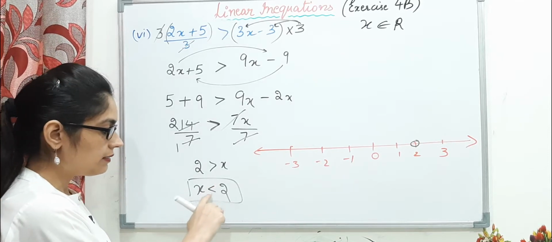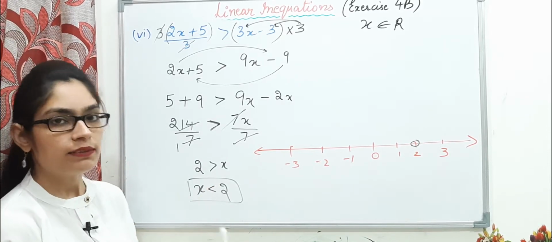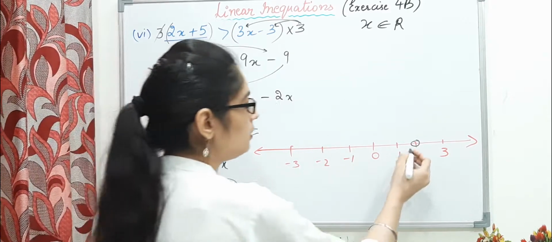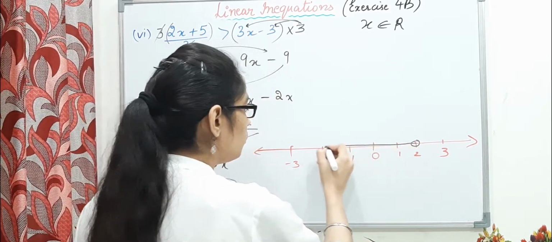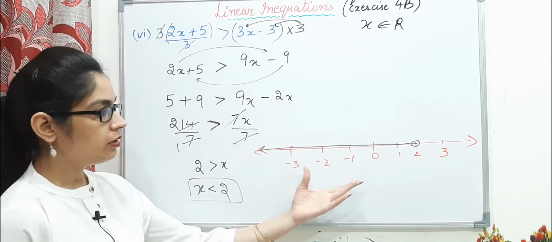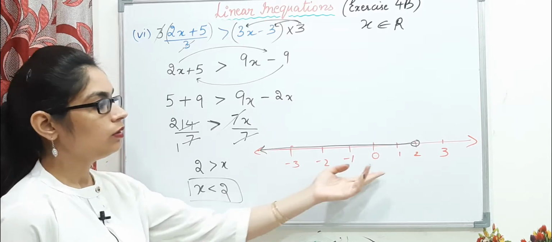It is x less than. Less than means, which is less, means minus. Minus means towards the left side I have to go. So this is the representation of x less than 2 on number line.